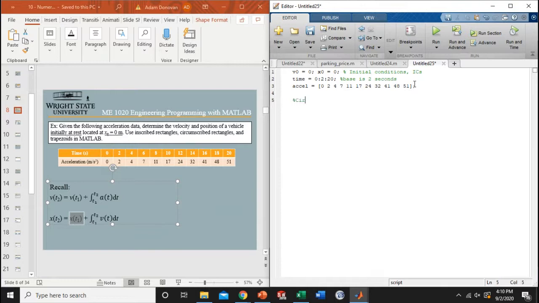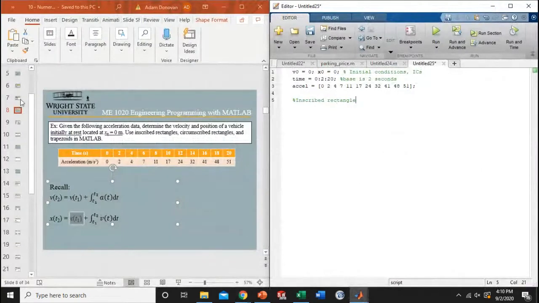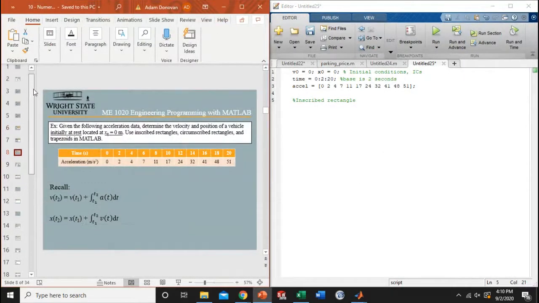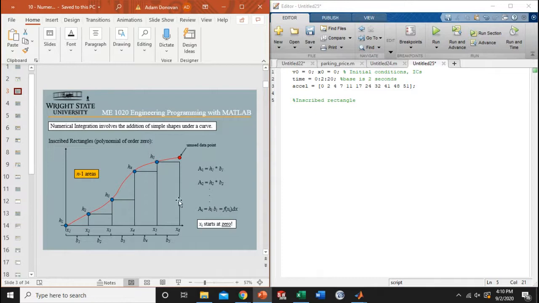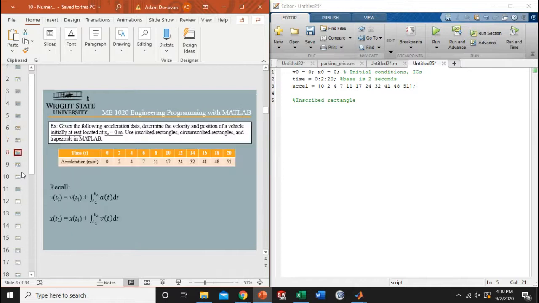So the first one I'm going to do is an inscribed rectangle. Oh, sorry. I was actually going to go up here, and I can show you what the inscribed looks like. The inscribed uses the previous point, right? And so I want to go back, and the actual equation I'm going to use is this one.